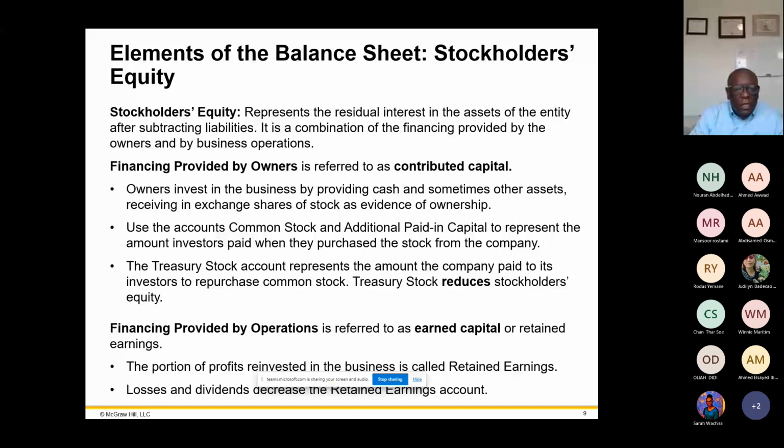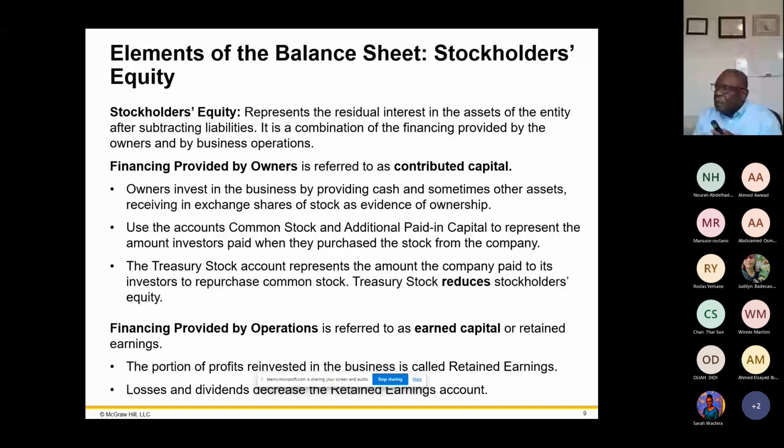So we look at, okay, this is a typical example of a Chipotle Mexican Grill Incorporation balance sheet. So this is the balance sheet of this company. We call it a consolidated balance sheet. Why do we say it's consolidated? Who knows?